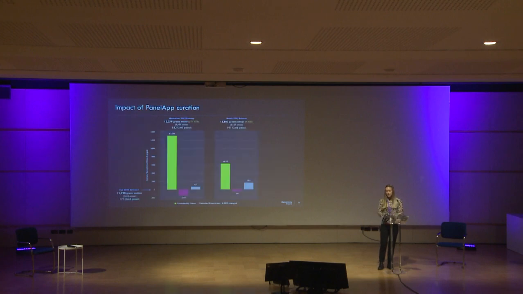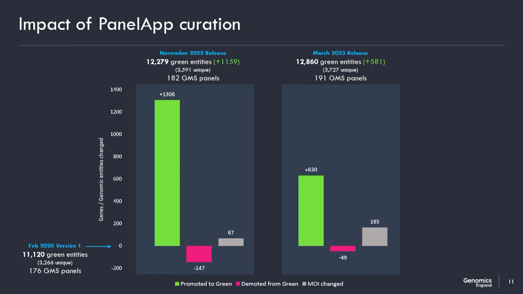So to give you an idea of how many changes we've been able to make so far, when the panels were first signed off at the start of 2020, we started with about 11,000 green genes across all of our GMS panels. And in the space of two big releases, which happened quite recently in the end of November 2022 and March 2023, we were able to add about an extra 2,000 green genes.